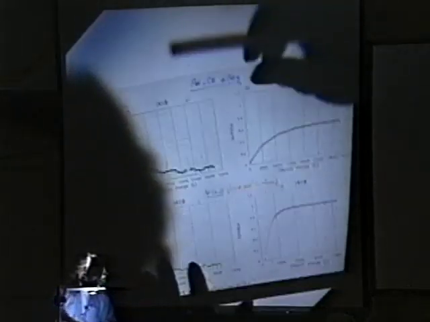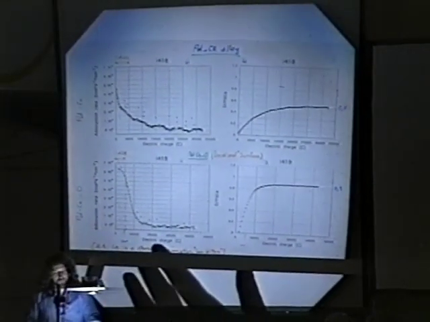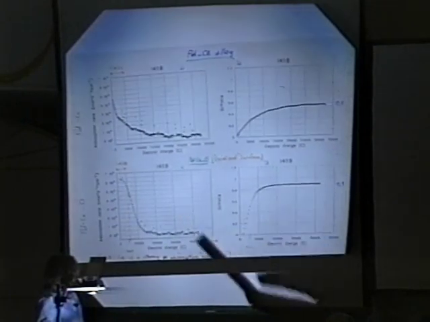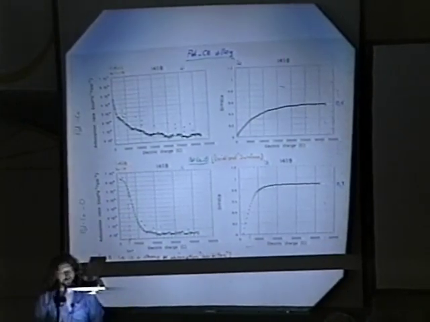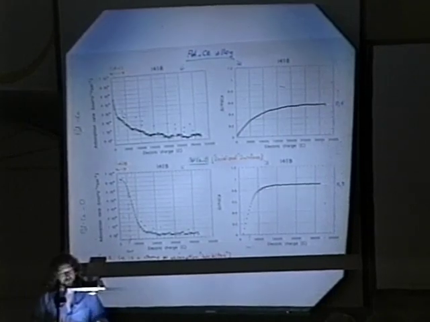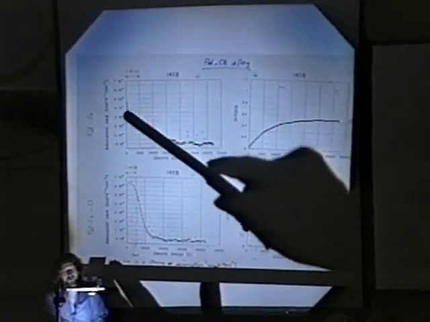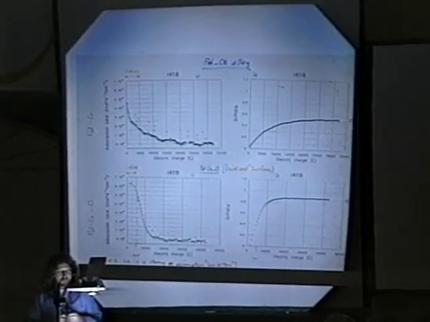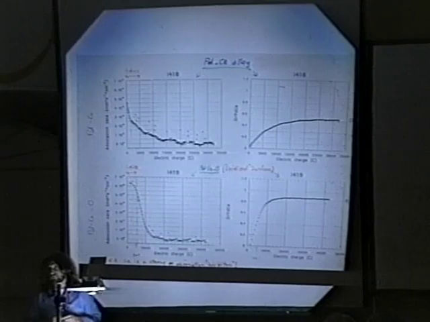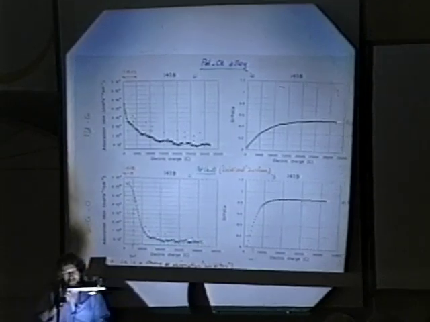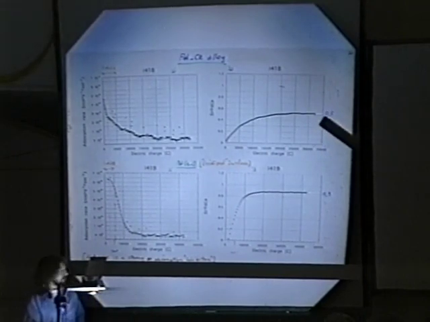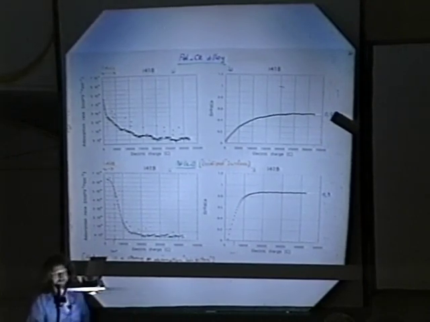Now let's see what happens with cerium. It's known cerium is a strong hydrogen absorption inhibitor. This is the normal plate with cerium. This alloy has cerium, something like less than 1%. And the loading ratio is very low, 0.5.